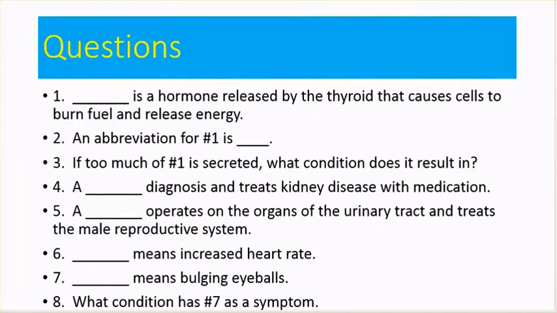Number 6, blank means increased heart rate. Number 7, blank means bulging eyeballs. Number 8. What condition has number 7 as a symptom?